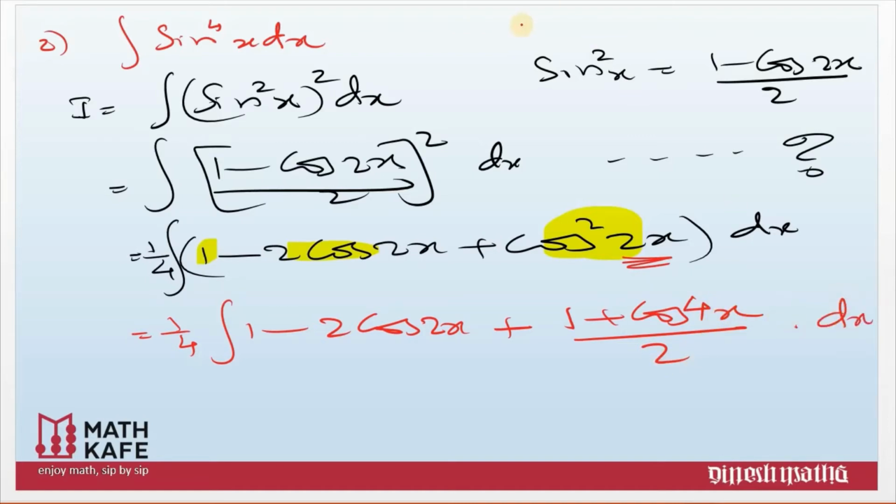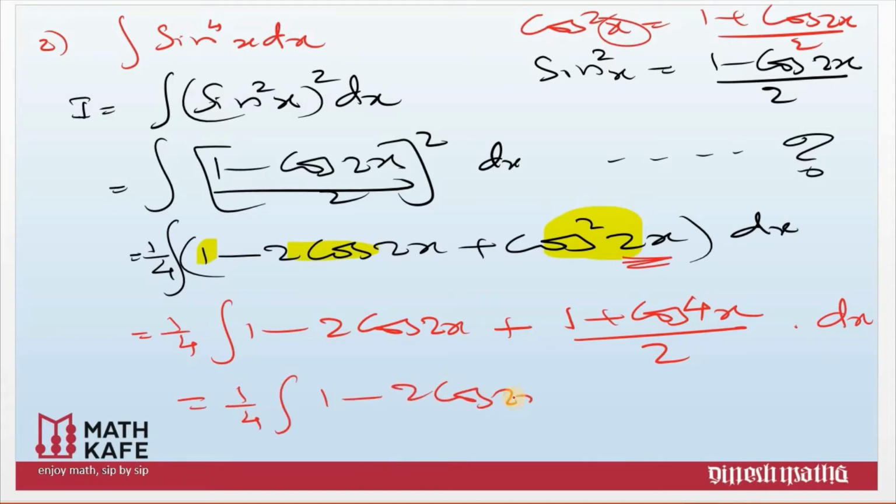Hope you remember the formula. Cos square x is 1 plus cos 2x by 2. So whatever angle comes here, the right side will become double of that one. As it is already 2x, it will become 4x. Now one more step: you can write this as 1 minus 2 cos 2x plus 1 by 2 plus 1 by 2 cos 4x dx.